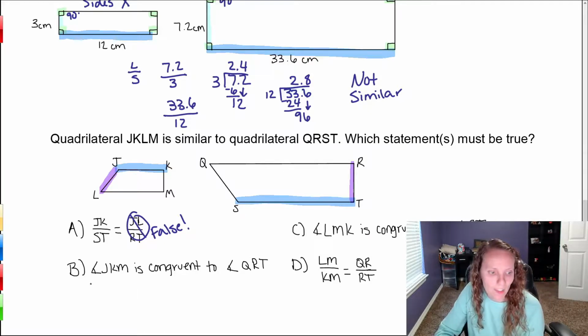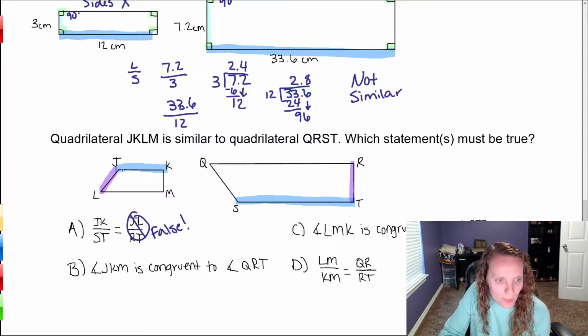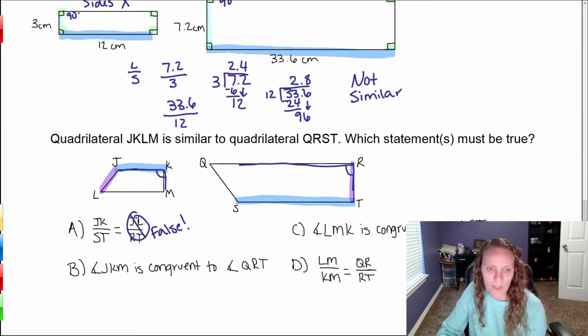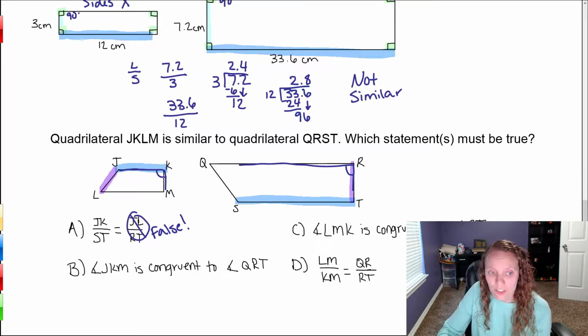Okay, let's look at B. So angle JKM is congruent to QRT. So let's find JKM. JKM, that would be this angle right here, is congruent to QRT. So from QRT here. So let's compare those two angles. Now remember, it's flipped upside down, so this top angle would actually be upside down to this bottom angle here. Those are not in the same position, so those don't have to be congruent. So we'll call this one false.